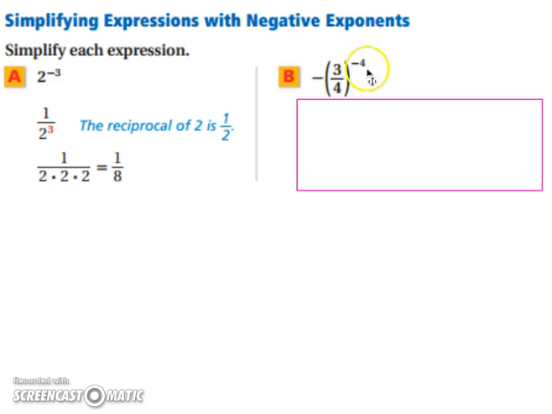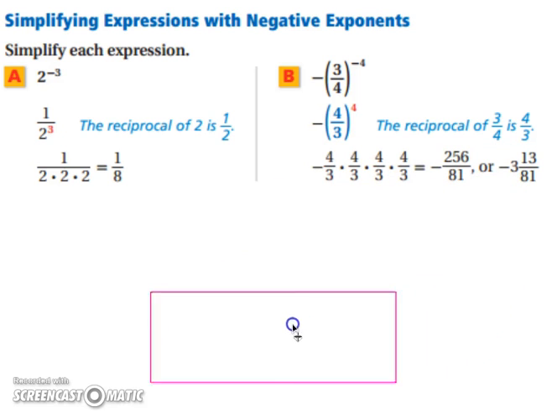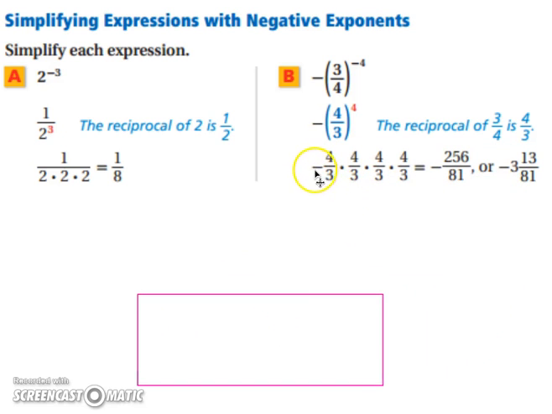However, to make this negative 4 into a positive exponent, we're going to reciprocate 3 over 4 to see it as 4 over 3. And the negative chills out in front. If you'd like, we can continue to simplify, leaving us with negative 256 over 81.